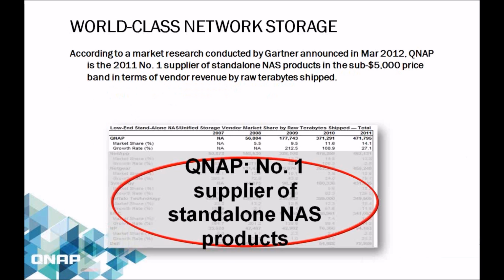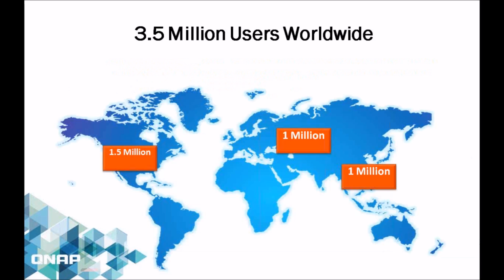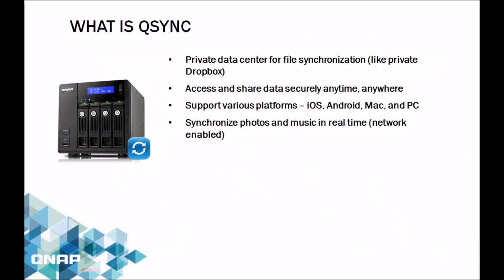We are world-class network storage, according to a market research conducted by Gartner, announced in March 2012. And these reports, I believe, come out every 2 years. We were named as a number one supplier of standalone NAS products in the segment of sub 5,000 price band and below. And that is revenue by raw terabytes shipped. Currently, we have about 3.5 million users worldwide. And as you can see here on the map, we have about 1.5 million in the Western Hemisphere, and over on the East, we have about a million in Europe and about a million in Asia.